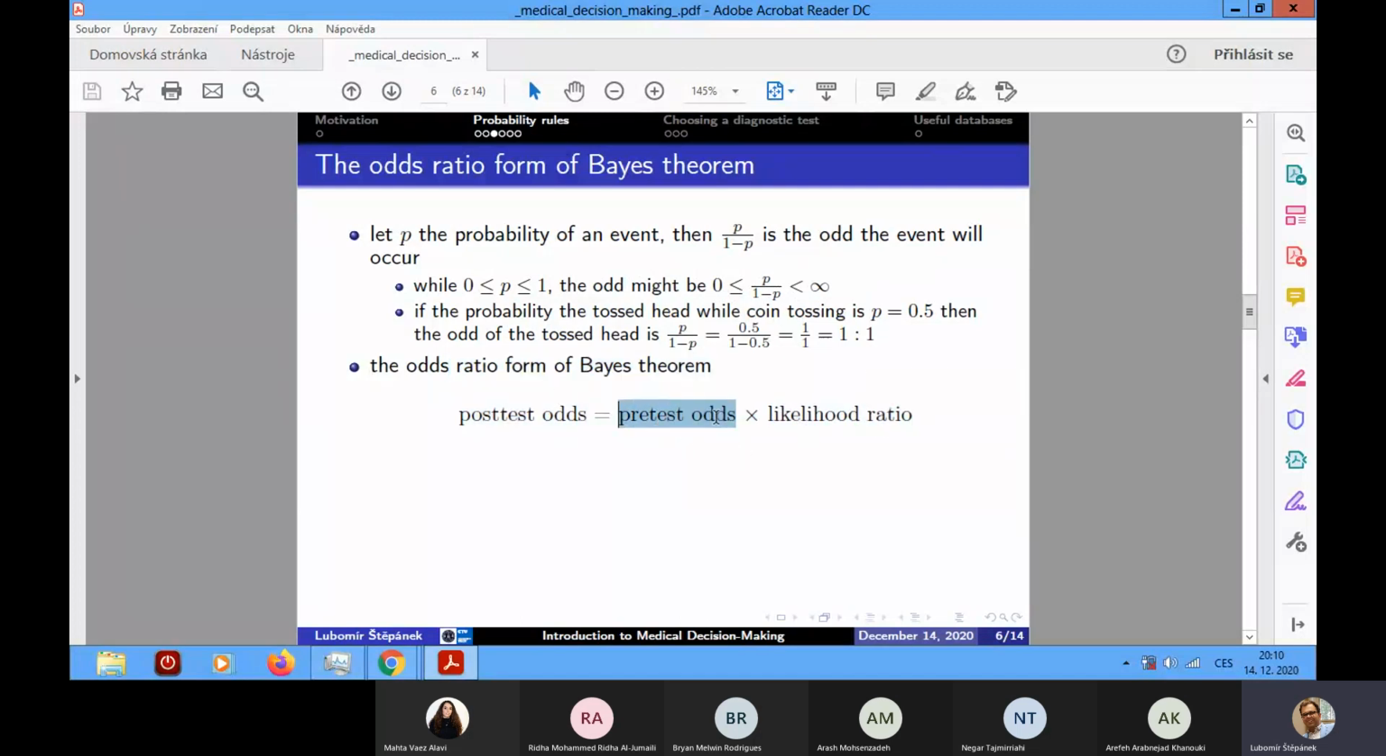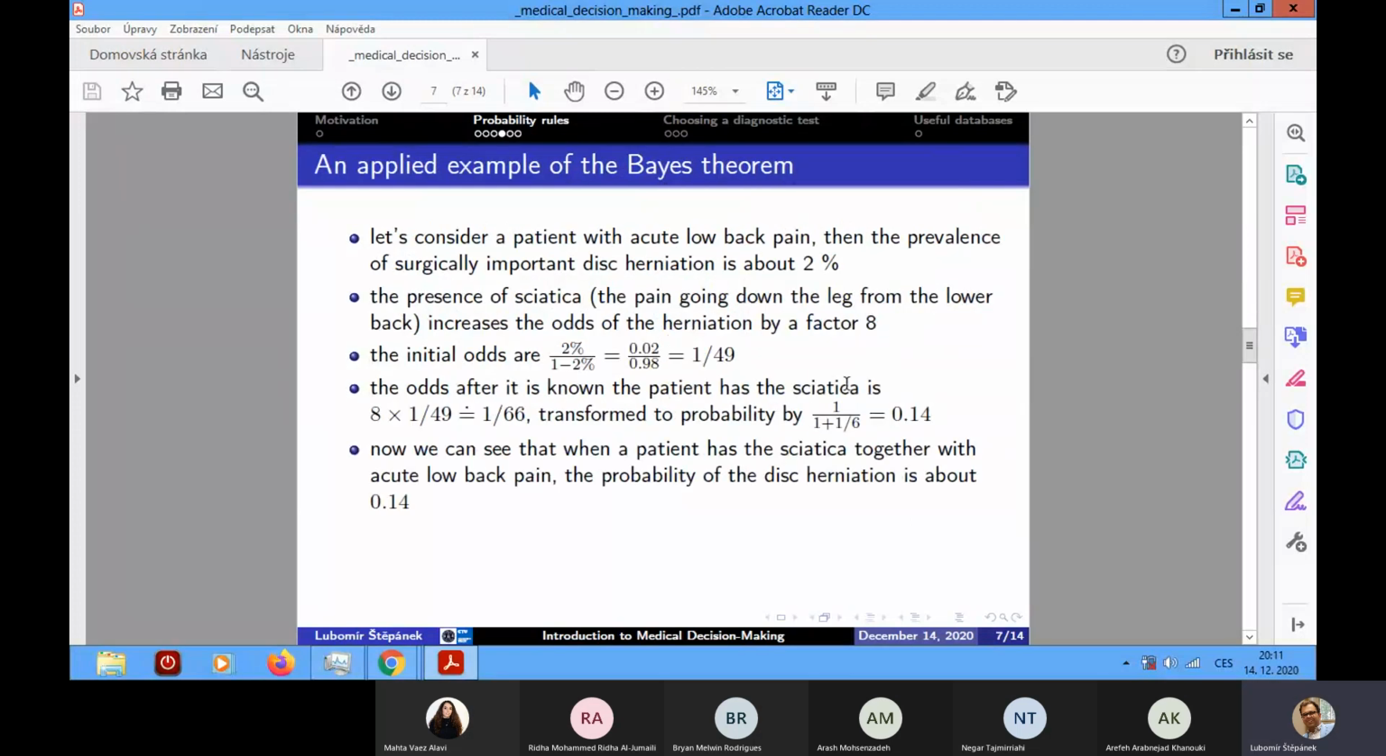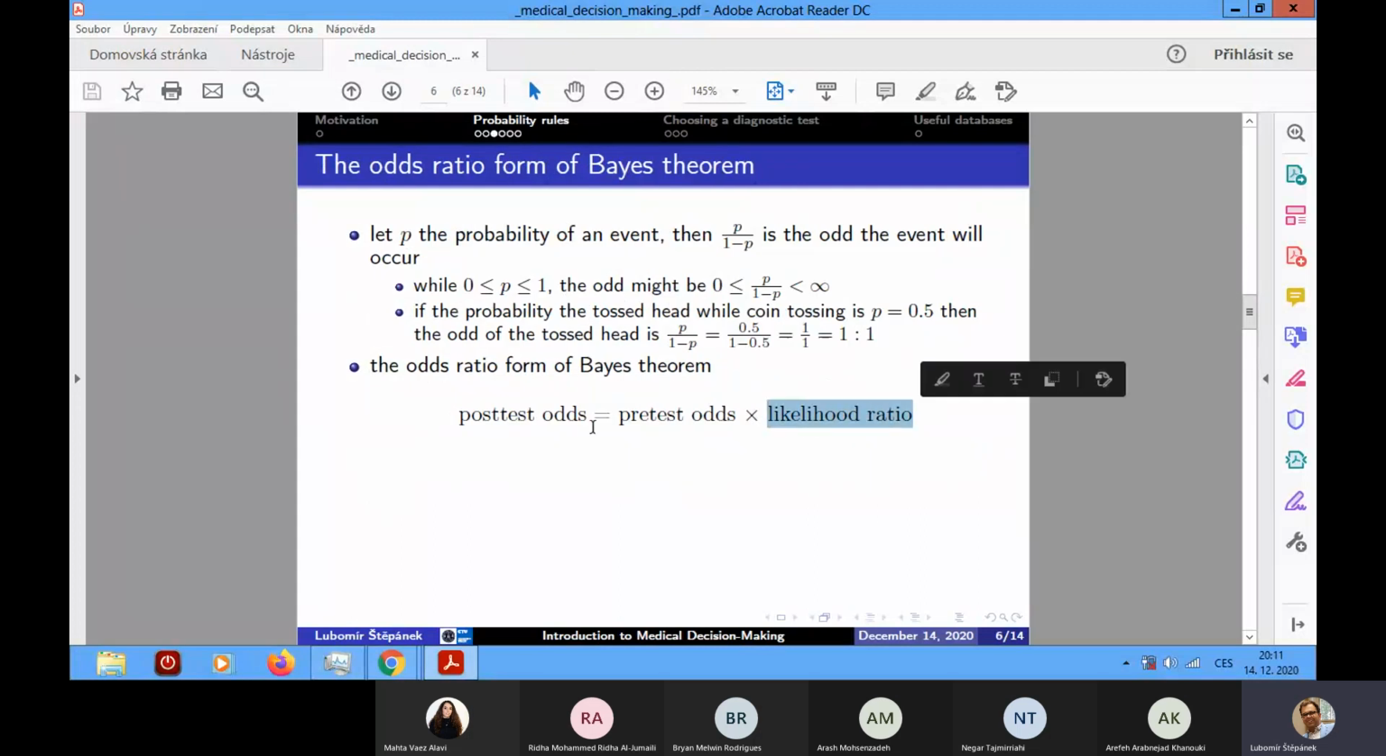If we know the pretest odds, the initial estimate of odds, not probability but odds, we can transform the probability to odds by this formula. It's as easy as this. So we have the pretest odds, which is called the prior estimate. We multiply by the likelihood ratio, and we get the post-test odds. The pretest odds is called prior, and the post-test odds is called posterior.